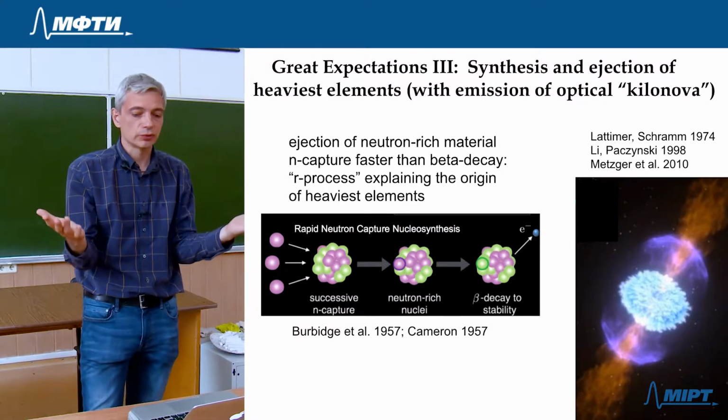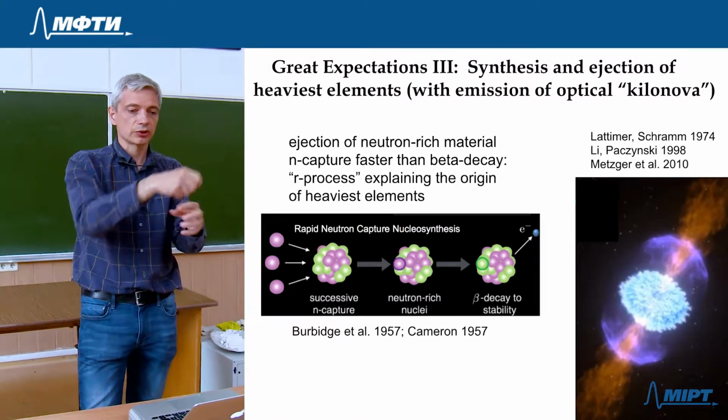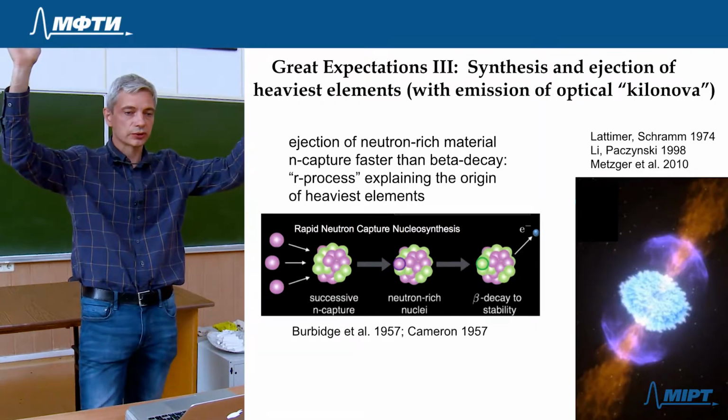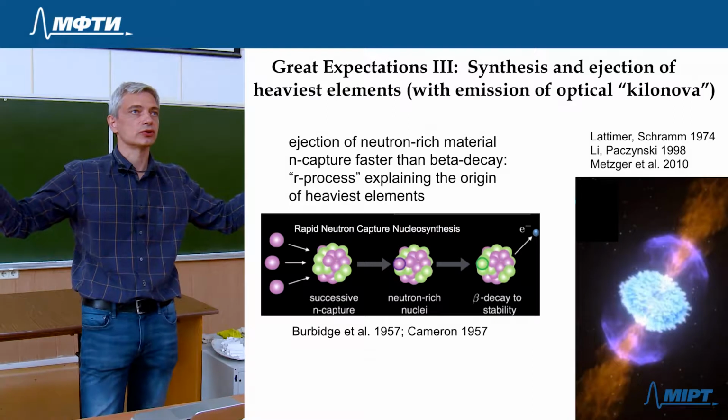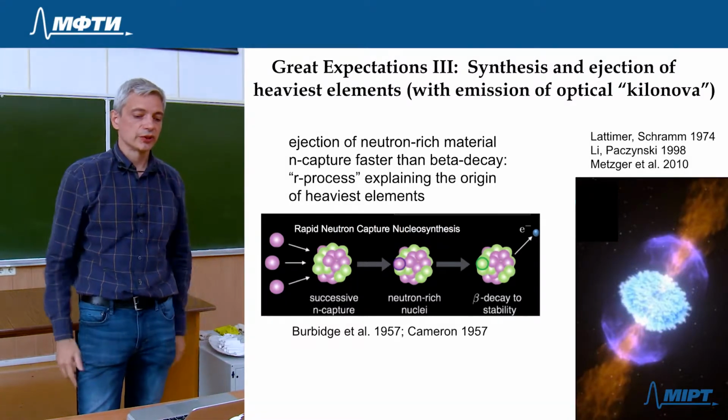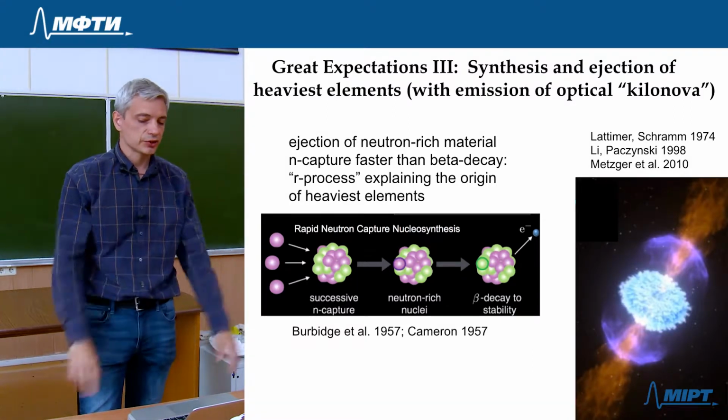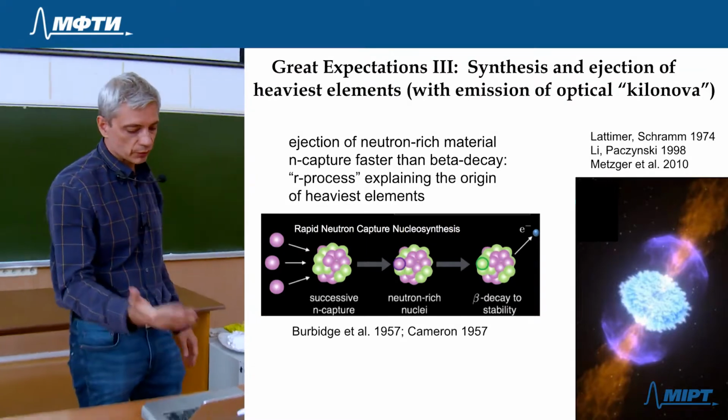First of all, you have many free neutrons. It's a compact object, highly neutronized. You eject a lot of neutrons, and everything happens fast, quickly, on short time scales. So in these outflows, detailed calculations have been done, starting from the 70s.